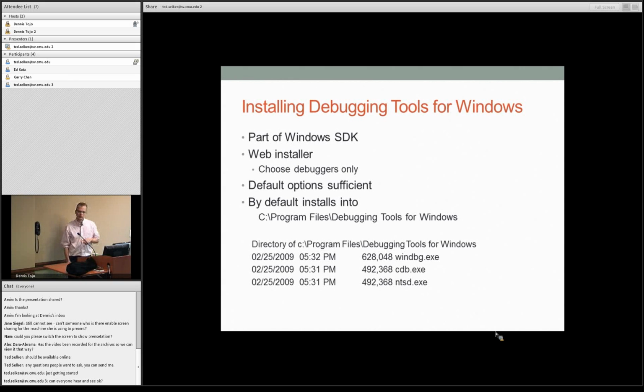Install is pretty trivial. Just click your way through. By default, it goes into Program Files, Debugging Tools for Windows. That's the location of it. And that's just an example of the three user mode debuggers that we just talked about. You can tell that they're actually pretty small. I mean, WinDbg, which is the one that has the UI, is 0.5 meg. You can literally take that thing and put it on a thumb drive, like I mentioned, and just run it off the drive itself.